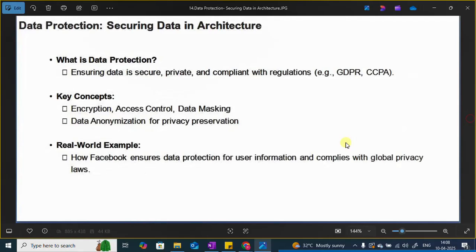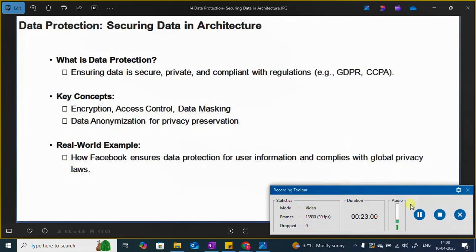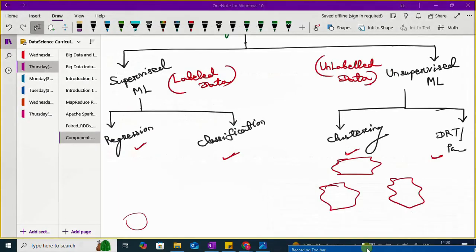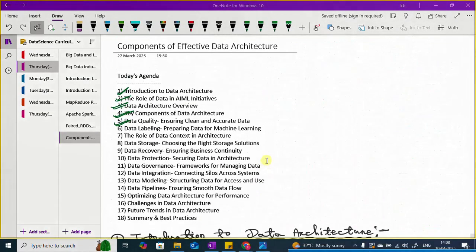Now, coming to data protection. As I told you, data protection. Again, we are giving different types of layers. Let me come back to my whiteboard and explain. Data labeling we have completed. Roles. Okay, data protection. We'll talk about data storage, data recovery, and data protection. We are here: data protection.